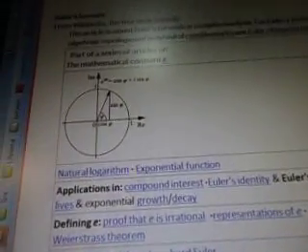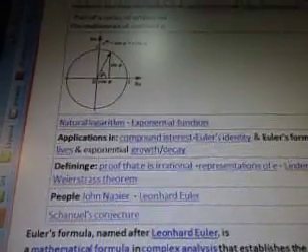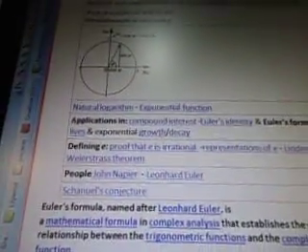So Euler's formula comes up first, and that's what it looks like. That's the natural logarithm, exponential functions, application in compound interest, Euler's identity, and Euler's formula. Half-lives and exponential growth and decay. You would need to know that because I believe there's decay in the neutrino. When it travels, it decays, or something with it decays.